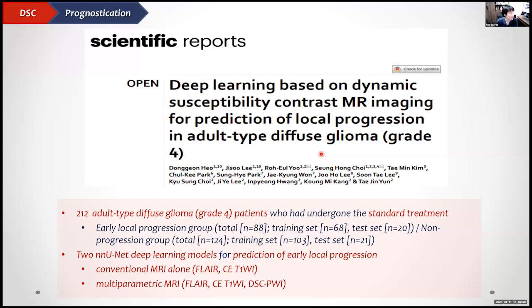And moving on, it could also be used to predict the prognosis of diffuse glioma. This study evaluated about 200 adult-type diffuse glioma grade 4 patients who had undergone the standard treatment, and aimed to develop 2 nnU-Net deep learning models for prediction of early local progression in the patients. One of the models used conventional MRI alone, consisting of FLAIR and contrast enhanced T1 weighted image, and the other, multiparametric MRI, included DSC perfusion weighted imaging.